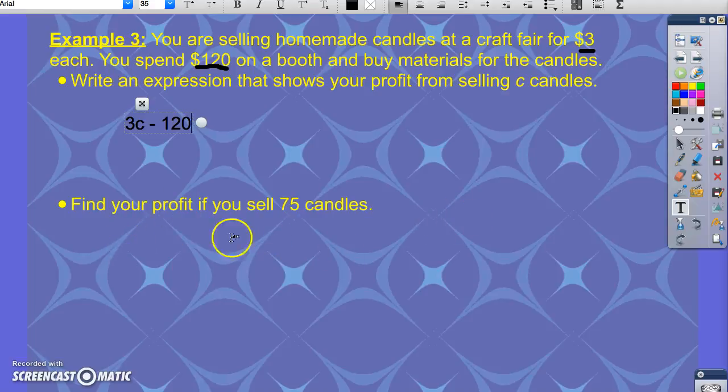Now we say, find your profit if you sell 75 candles. Well, we take this equation here, and 75 is going to be my C. So we'll do 3 times 75 minus 120. 3 times 75 is 225 minus 120. And I get 105.